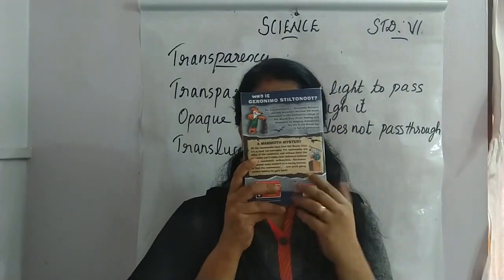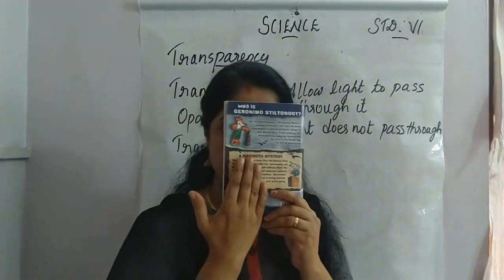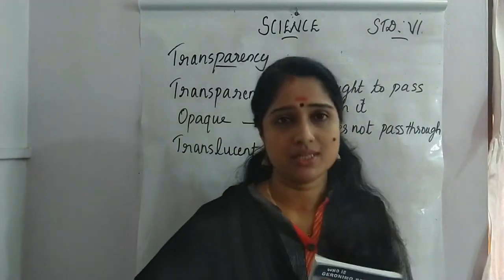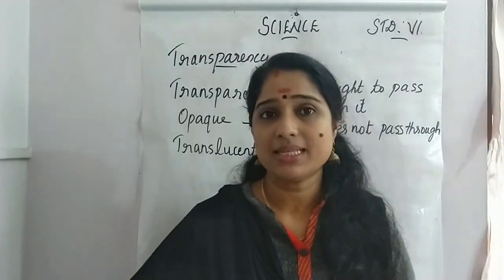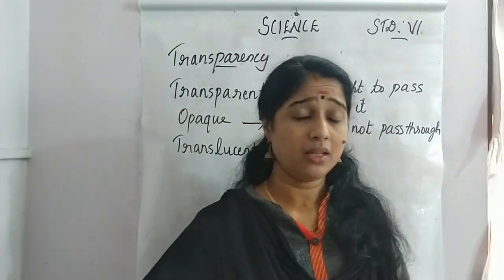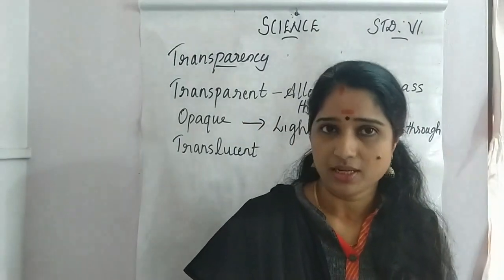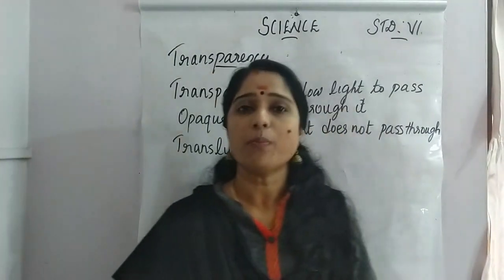Can you see me now? No, because the book is an opaque object. Through this book, light cannot pass. And wood is also an example. Some plastics are also examples of opaque objects. And we are examples of opaque objects.